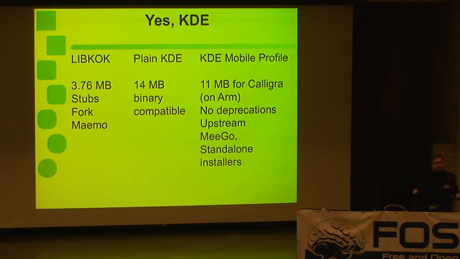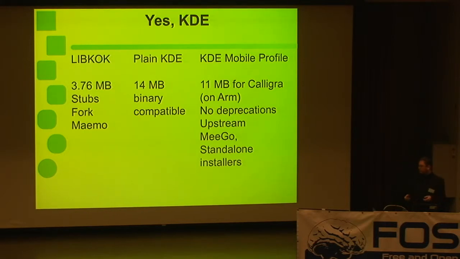So, KDE. Everyone has an opinion on KDE, but if you talk to a mobile device manufacturer, their opinion of KDE is it's too big. So initially what we did when Nokia wanted to put a KOffice-based mobile office viewer on Maemo was to cut down KDE and cut away all the code that wasn't directly used. So most of it is just stubs. It's a fork. It's Maemo-specific.